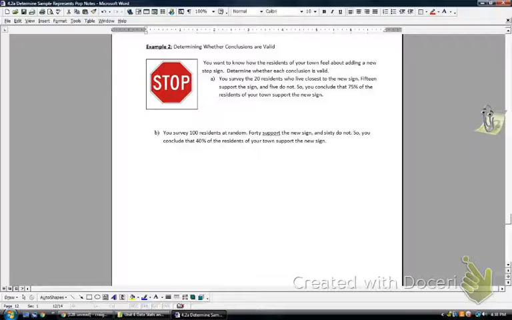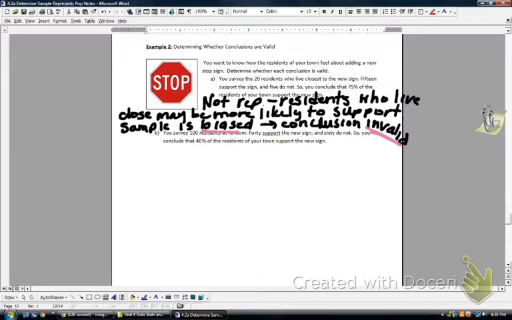Well, your sample is not representative because residents who live closest to the stop sign may be more likely to support it. So your sample is biased and your conclusion is invalid. Okay, so I just wrote down my explanation. The point that you really want to make sure that you understand is that if your sample is biased, your conclusion is invalid. And so residents who live closer to the stop sign are more likely to support it. Invalid conclusion because your sample is biased.